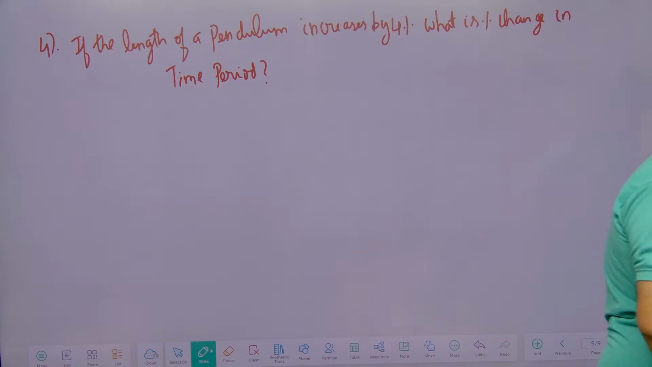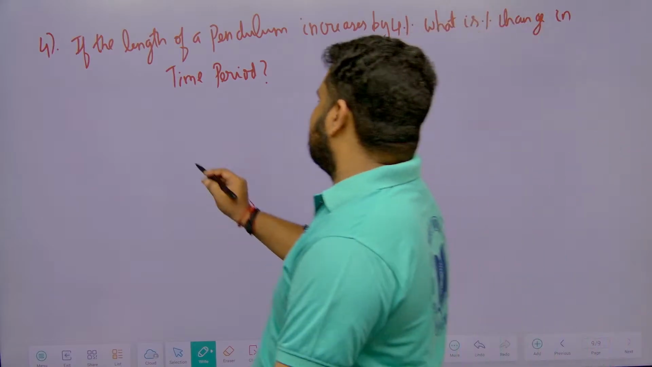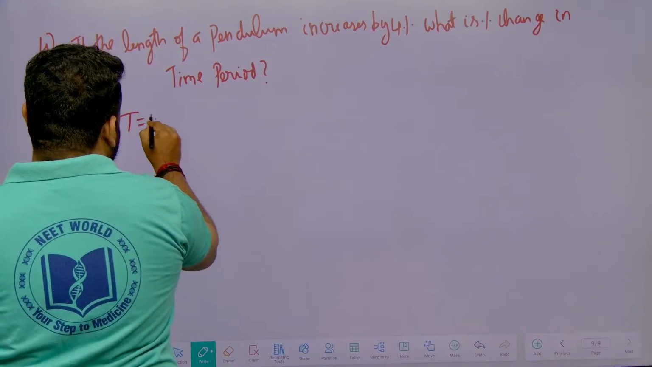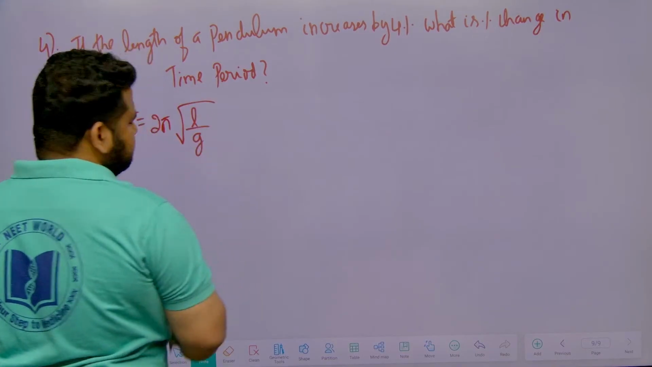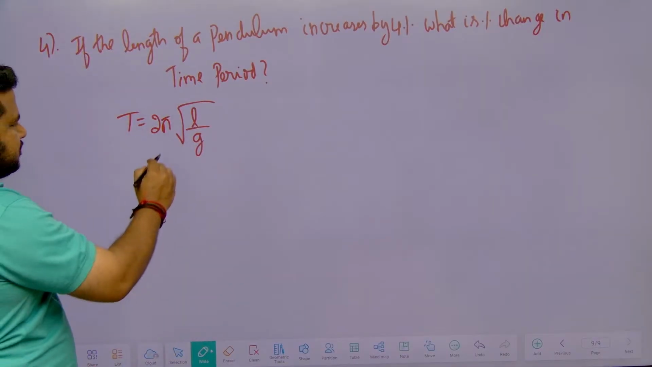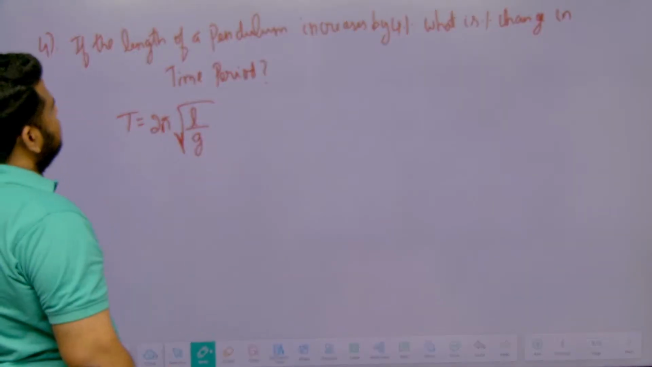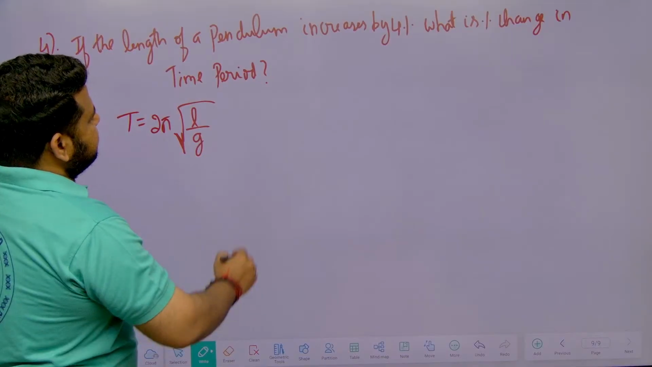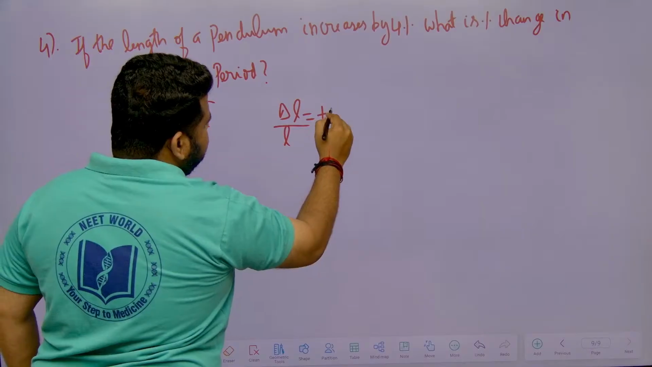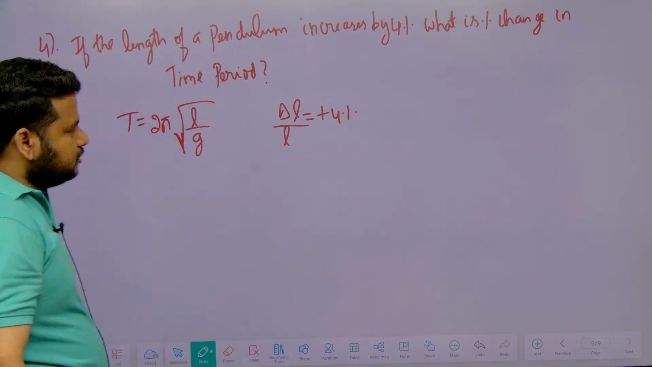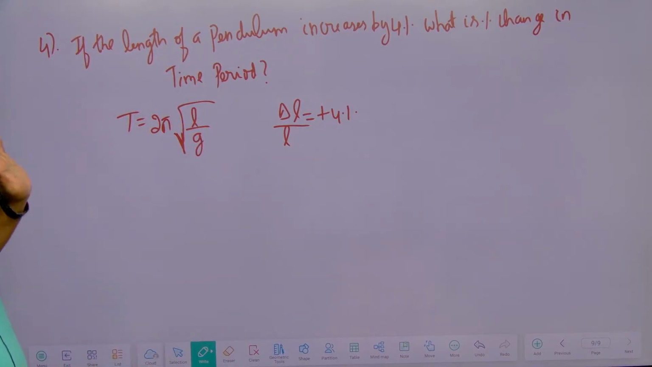This is the question. First of all, time period formula is what? T is equal to 2 pi root of L by G. Correct, na? If the length of the pendulum increases by, that means what have they given? Delta L by L, they have given as plus 4%. They are asking us delta T by T to find out.